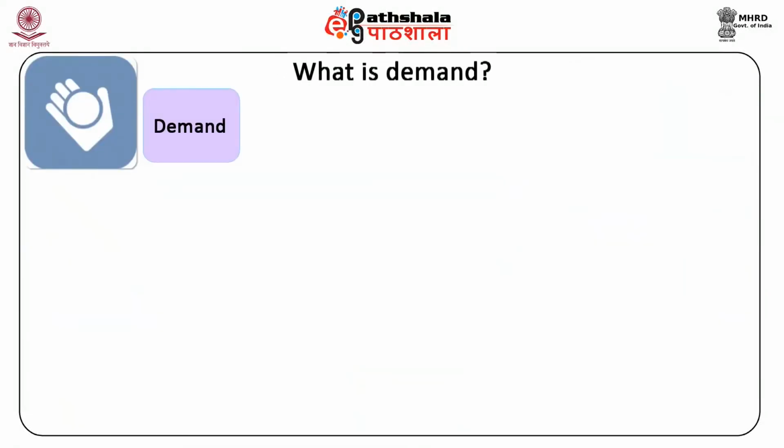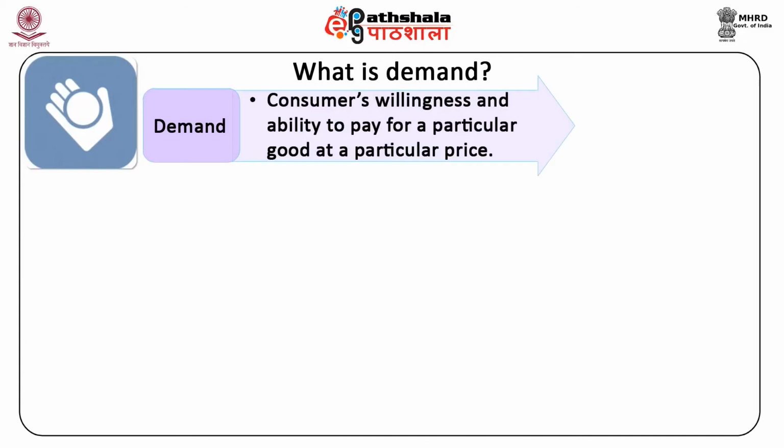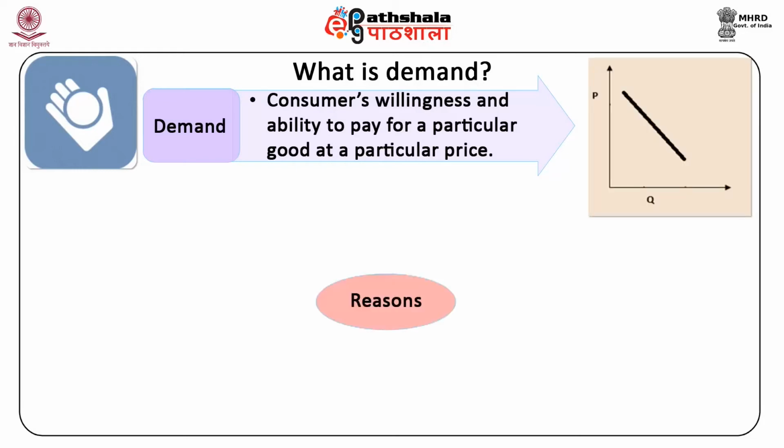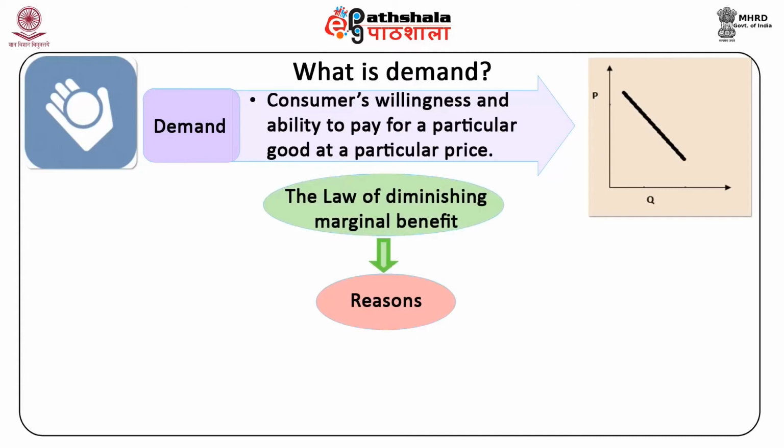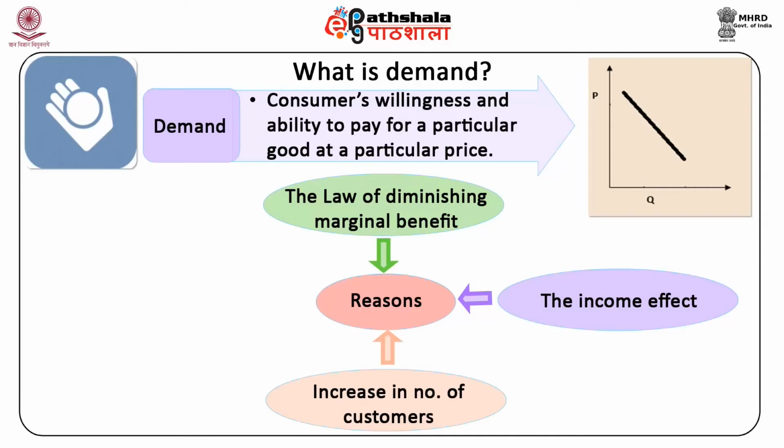Demand is defined as the consumer's willingness and ability to pay for a particular good at a particular price. The shape of the demand curve is downward sloping. The various reasons for the same are the law of diminishing marginal benefit, the income effect, increase in the number of consumers, and the substitution effect.